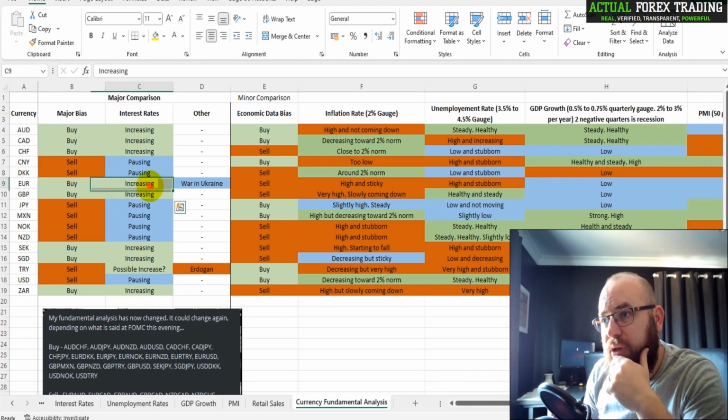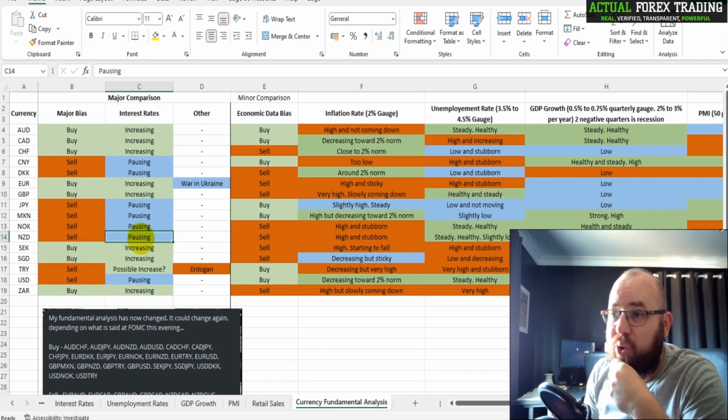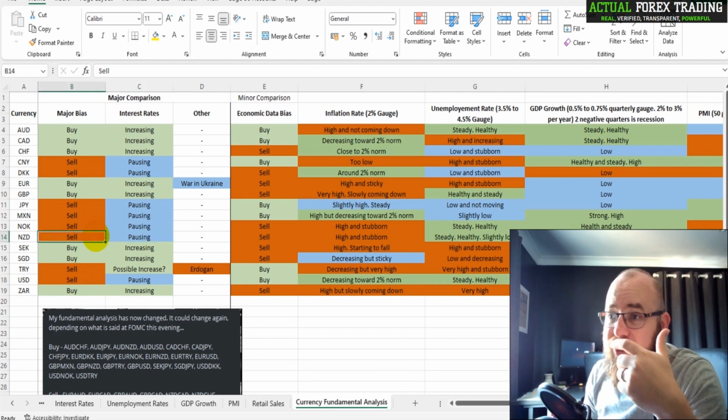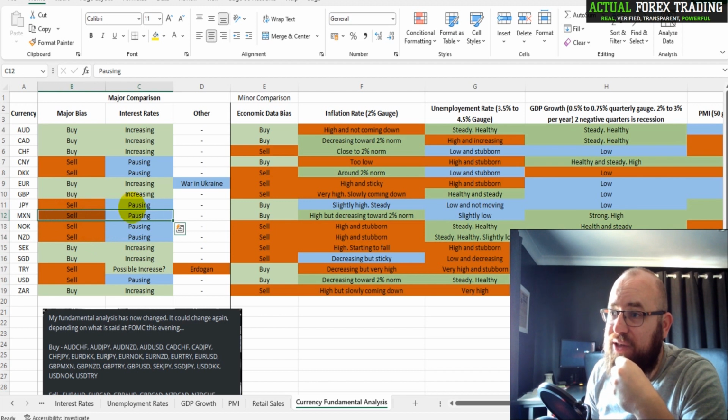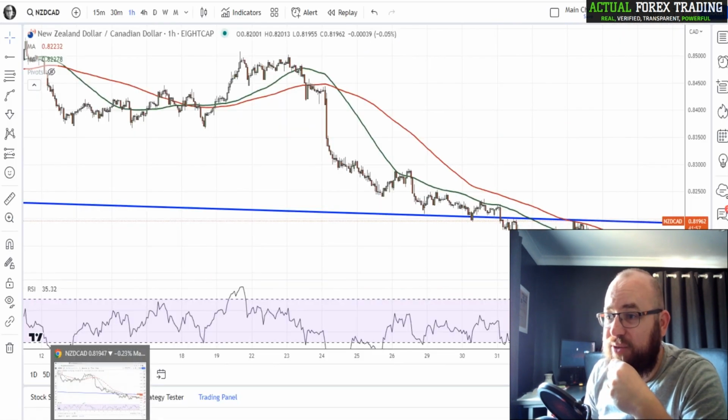Okay, increasing in Europe, so the euro is a buy. They've been paused in New Zealand. The New Zealand dollar is a sell. Same with the Mexican peso. The yen is a sell, and we can see that once again in the charts.